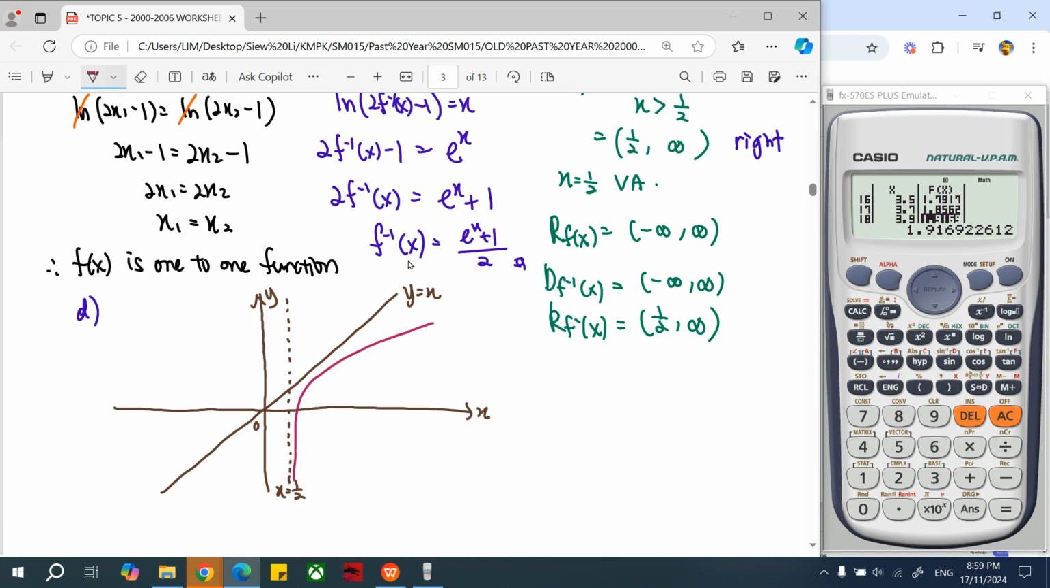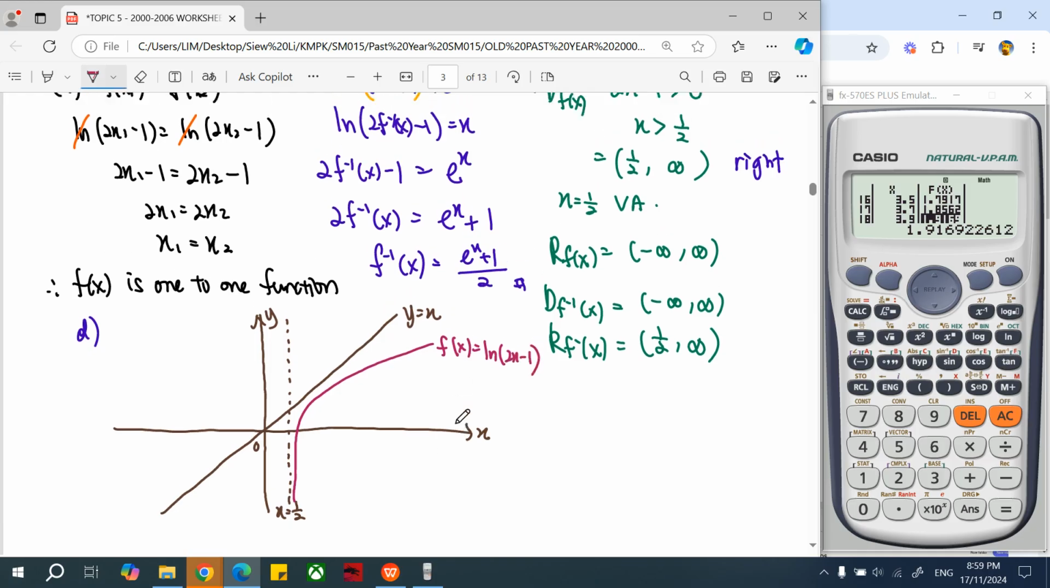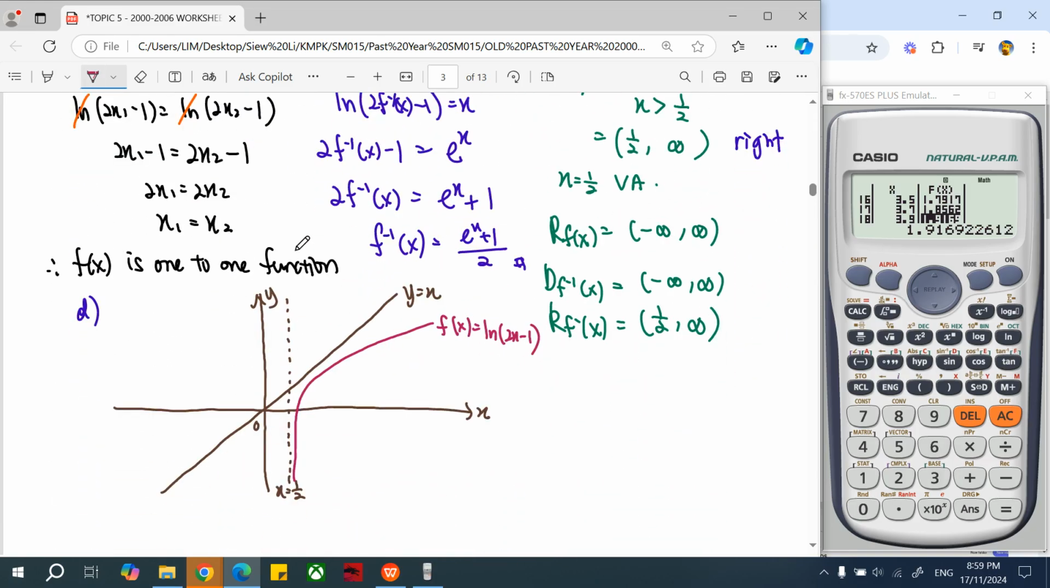Then our next step is labelling. This is our original function, f(x) equals to ln(2x minus 1). And we have an x-intercept here. So the x-intercept here is, let y equals to 0. So when you let y equals to 0, we calculate ln(2x minus 1) equals to 0. You can use a calculator also.